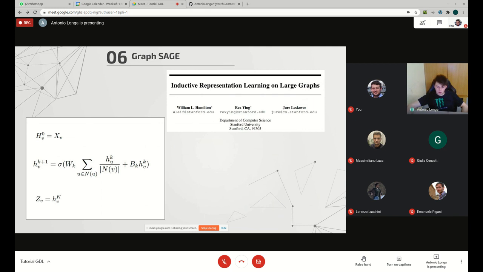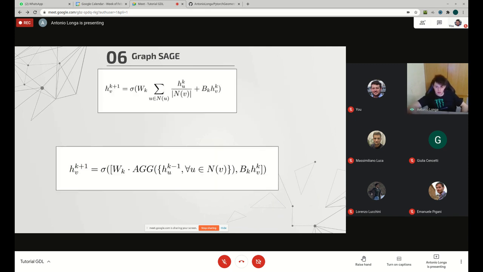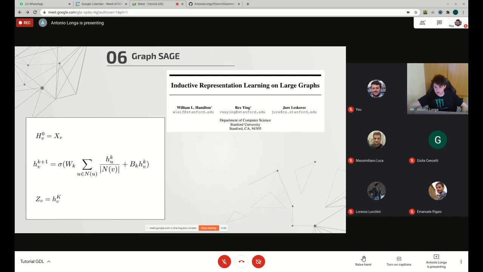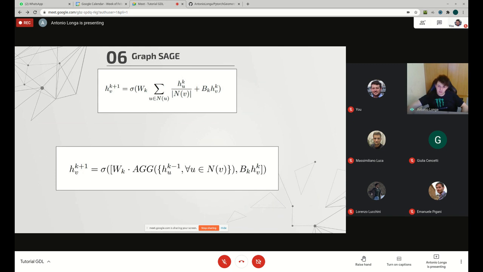GraphSAGE is a work done by William Hamilton in 2018, and these three equations are the same we saw previously. Which is the difference with respect to this new paper? They change only this middle equation, the equation for the hidden layers. And what do they do? Instead of using the average here, they use a general aggregation. Here we have aggregation. Here we have a mean.